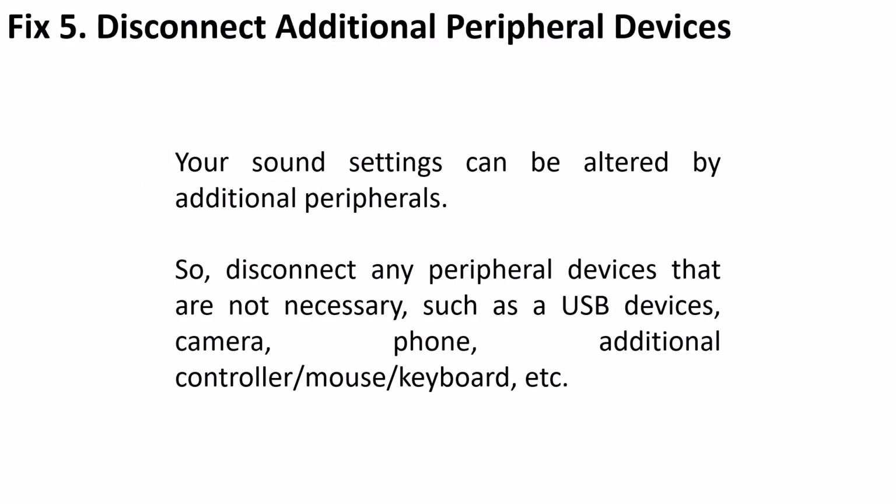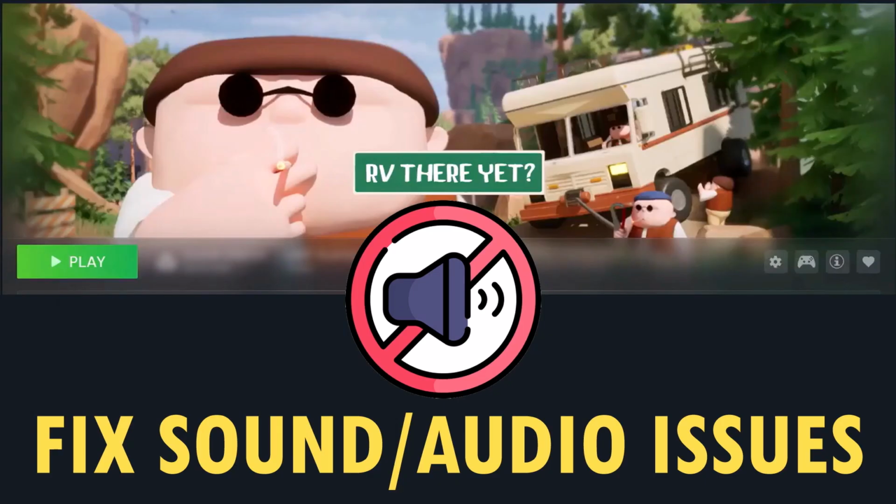Fix 5, disconnect additional peripheral devices. Your sound settings can be altered by additional peripherals. So disconnect such peripheral devices that are not necessary, such as USB devices, camera, phone, additional controller, mouse, keyboard, etc. and then check. So by this way you can easily fix sound or audio issues in Are We There Yet game. So that's all for this video.